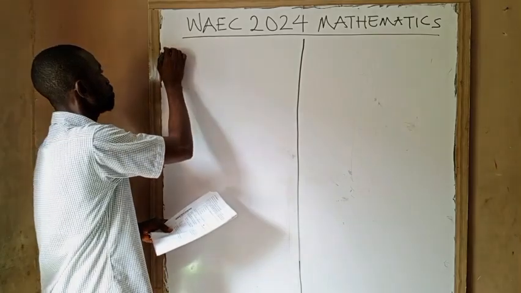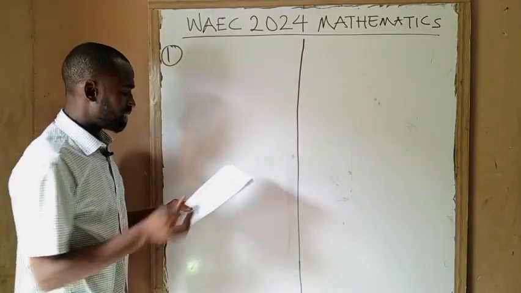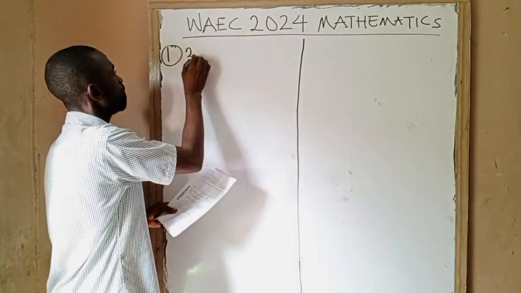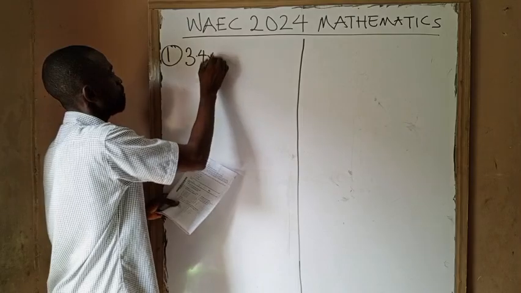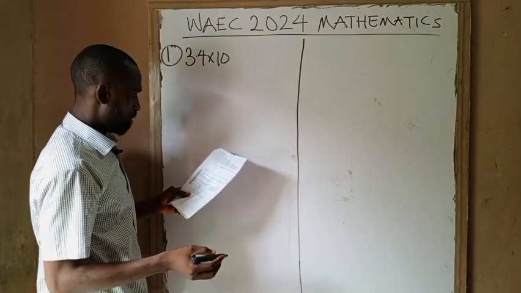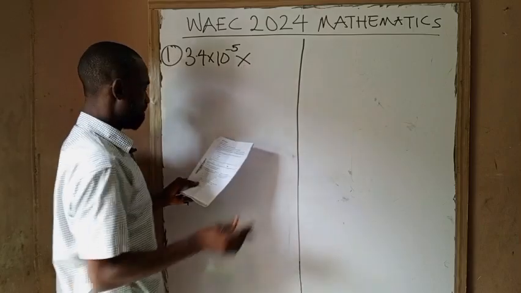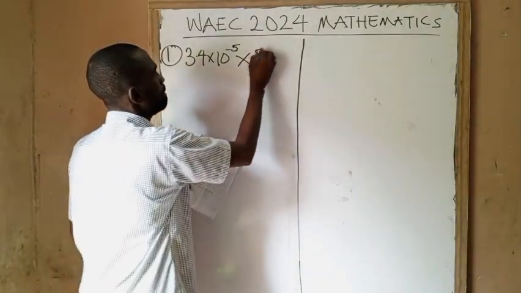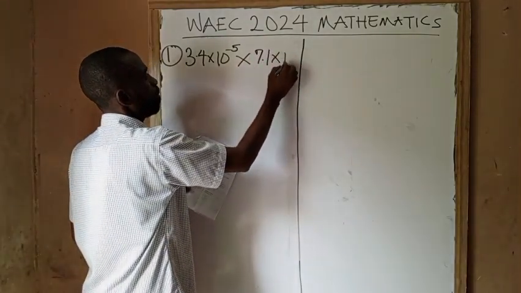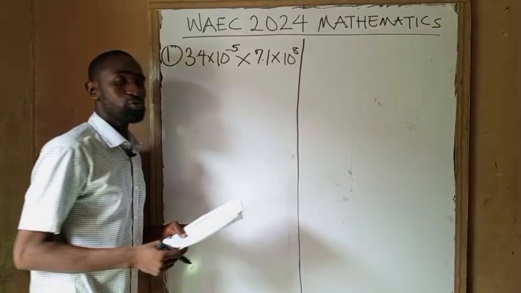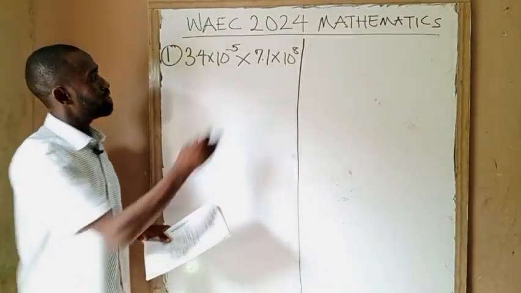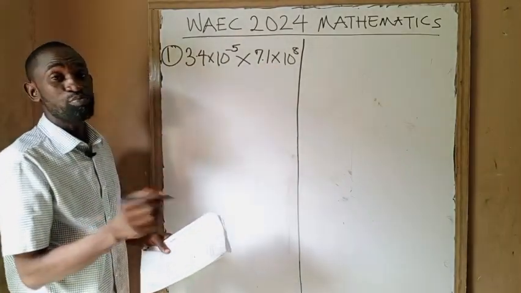Question number 1 says we should multiply 3.4 times 10 raised to the power minus 5 by 7.1 times 10 raised to the power 8. This question is under standard form. Our answer should be in standard form.